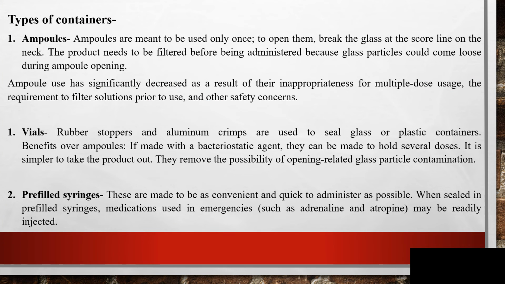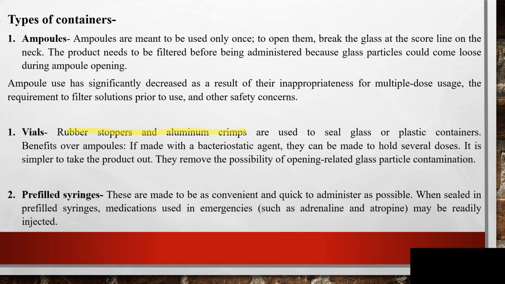Next, we come on to the different types of containers used. First of all, we come on to ampules, which are meant to be used only once. Break the glass at the score surface. The product needs to be filtered before being administered, because glass particles could become loose during the process of ampule opening. Vials have rubber stoppers and aluminum crimps, which are used in order to seal the glass or plastic containers.